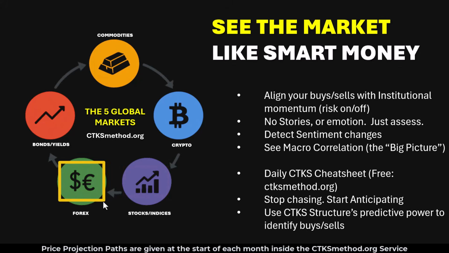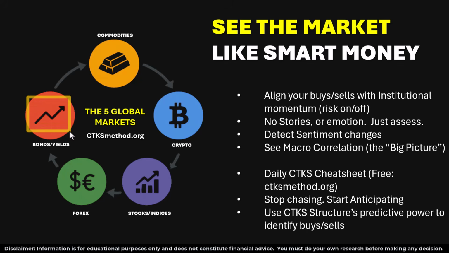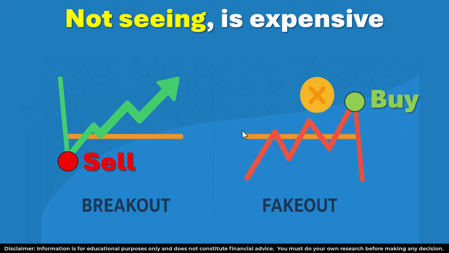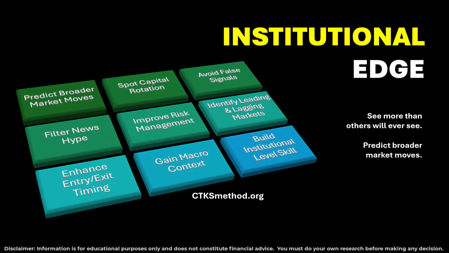But if the DXY goes down, we expect and anticipate bond yields to come down also. And that affects credit rates throughout the entire economy. You cannot separate one specific chart and just look at that chart if you want to see what smart money is seeing. And of course, if you don't see what smart money sees, you're going to find it really expensive over time. This video is all about giving you an institutional edge.